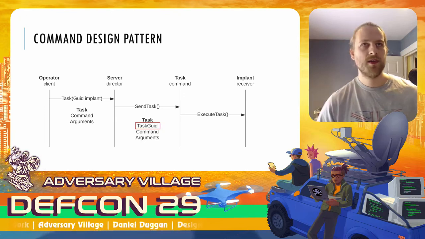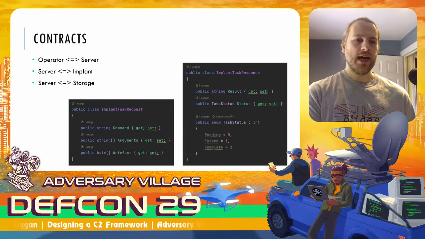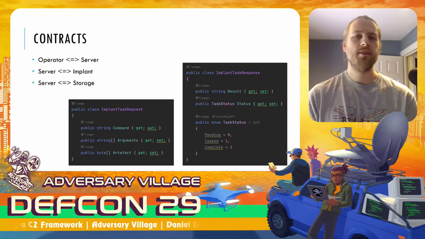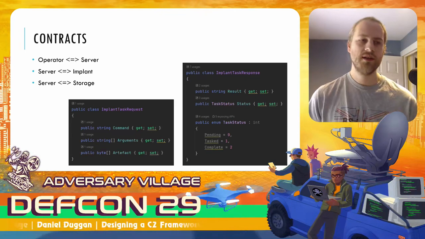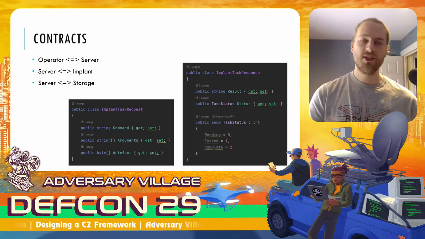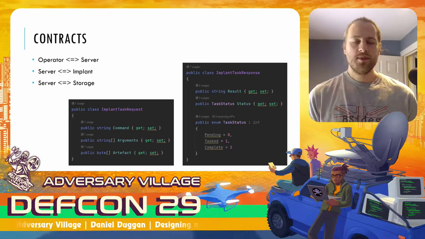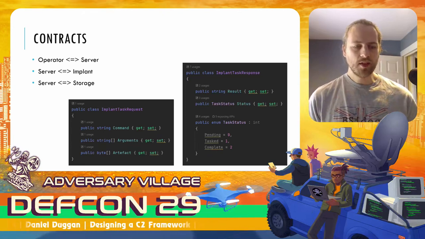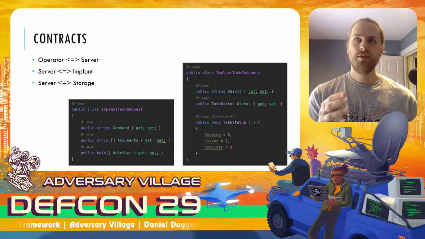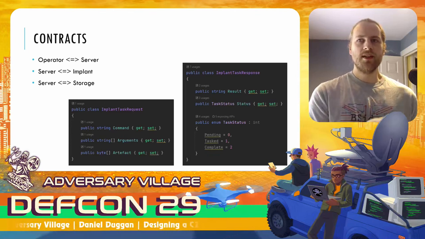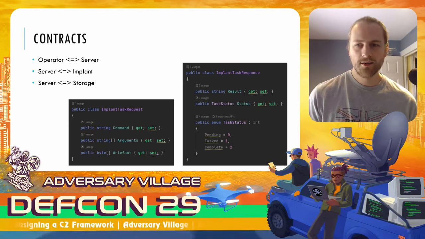And this kind of brings me on to the subject of contracts. So you have contracts between the different elements within the overall solution. You have contracts between the operator and the server and the implant, and maybe even the server and any storage that you want, so you can start and stop your team server without losing data. Then what you really need is different models for each of those contracts. Don't try and use the same model between every element because you're just going to get a little bit unstuck.